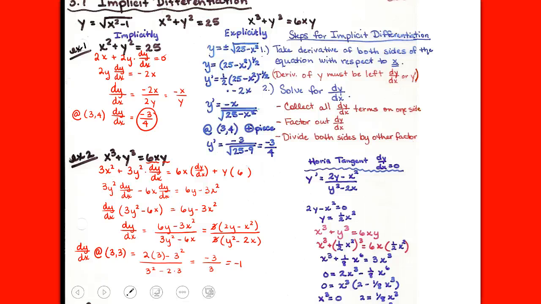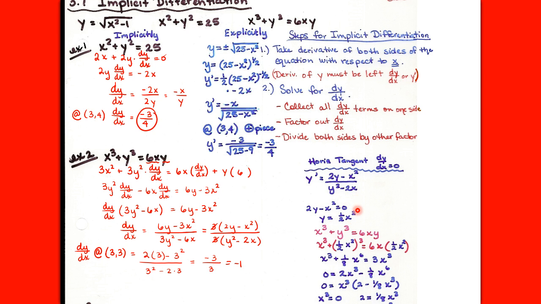They also asked me for example number 2 to tell the points on the curve where we have a horizontal tangent line. Now, we've talked about horizontal tangent lines before. Our horizontal tangent line is just wherever our derivative is equal to 0. So if I look at this equation for my derivative, the only place a fraction equals 0 is where its numerator equals 0, right? So we want to set that numerator, 2y minus x squared, equal to 0.